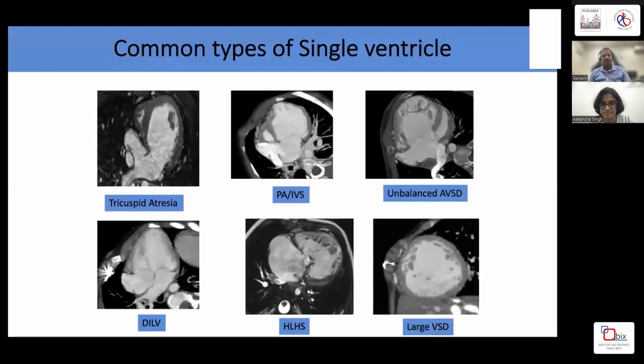As you all know, common types of single ventricle we come across are tricuspid atresia, pulmonary atresia with intact septum and severely hypoplastic right ventricle, unbalanced AV septal defect, double inlet left ventricle, hypoplastic left heart and spectrums. And occasionally in some patients, the ventricular septal defect is very large so that the heart cannot be septated.